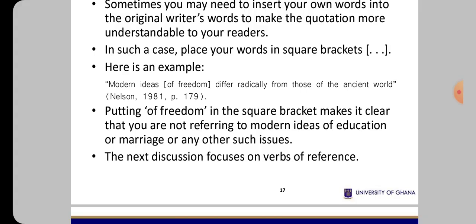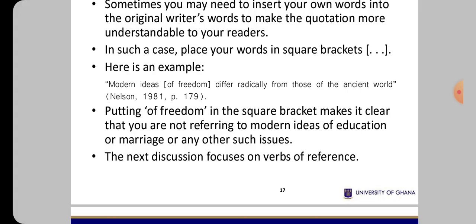Here is an example. Modern ideas. So you see, I've brought a square bracket. Square bracket here, that's modern ideas of freedom. So "of freedom" is in a square bracket. Let me take it again. Modern ideas of freedom differ radically from those of the ancient world.